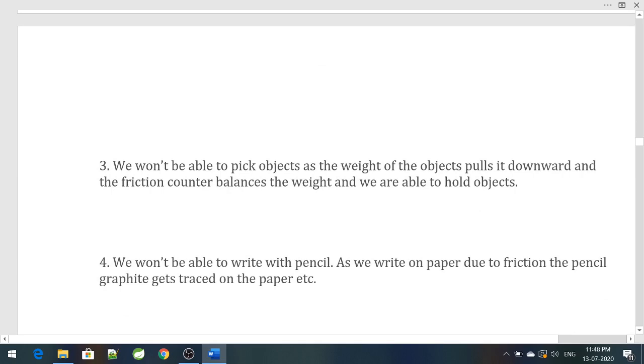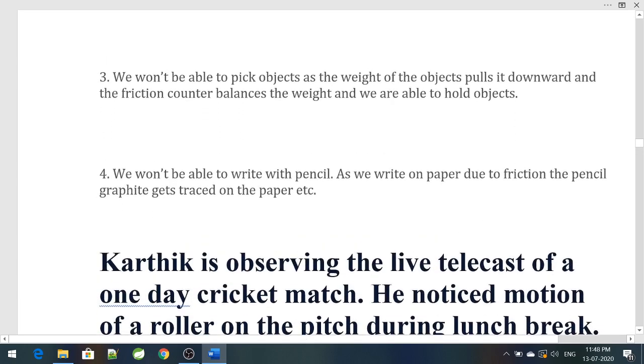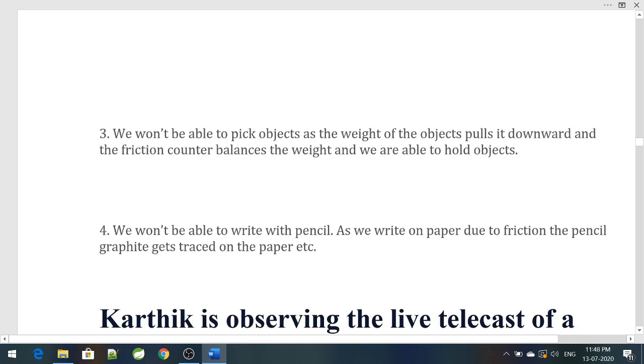the friction counterbalances the weight and we are able to hold objects. So when we are picking something from the ground, we are able to catch them. If friction is not there, how can we hold them? We can't hold them, and the gravitational force will pull the object downwards and we will be unable to hold things and lift them up.